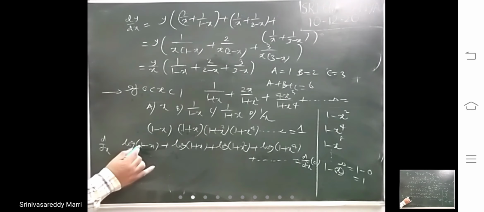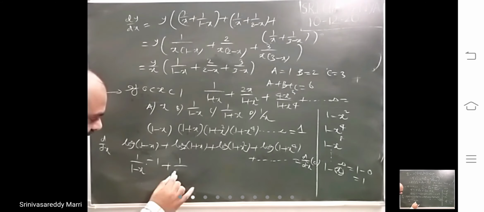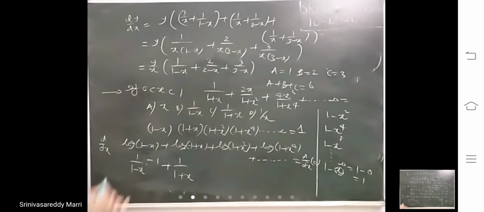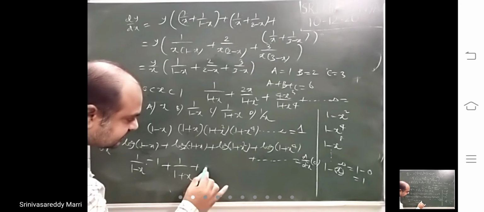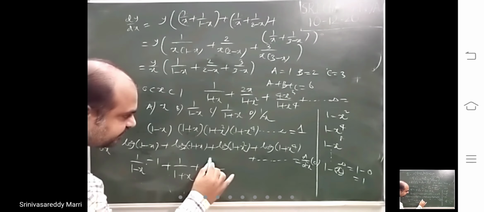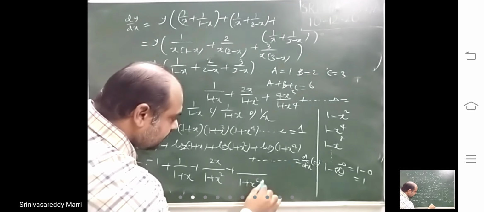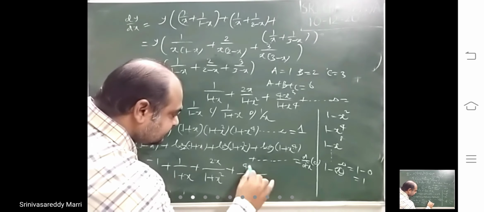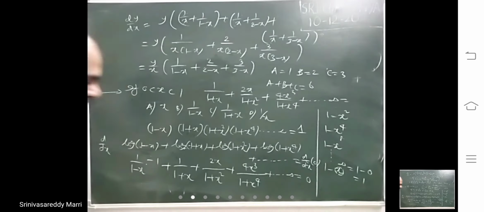What is derivative? Log capital X. That means 1 by 1 minus x into d by dx of 1 minus x is minus 1, plus d by dx of 1 by 1 plus x into d by dx of 1 plus x is 0 plus 1, plus log of this capital X. Derivative of 1 plus x square is what? 0 plus 2x, plus derivative of this is what? 0 plus 4x cube and so on infinity.